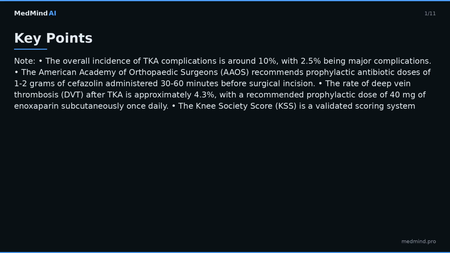The Knee Society Score, KSS, is a validated scoring system used to assess knee function and pain, with a maximum score of 100 points. The incidence of perioperative myocardial infarction is around 0.5%, with a recommended troponin level of less than 0.04 nanograms per milliliter to rule out myocardial injury. The American Heart Association, AHA, recommends a blood transfusion threshold of hemoglobin less than 7.5 g/dl in patients undergoing TKA.